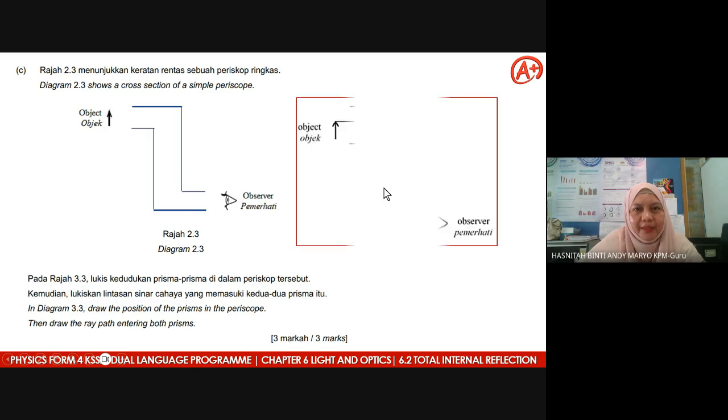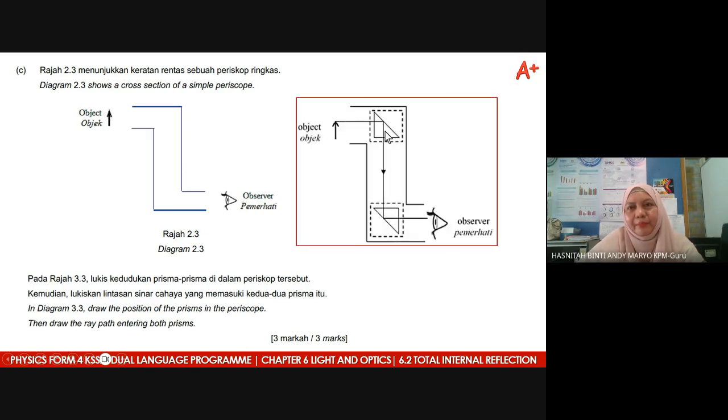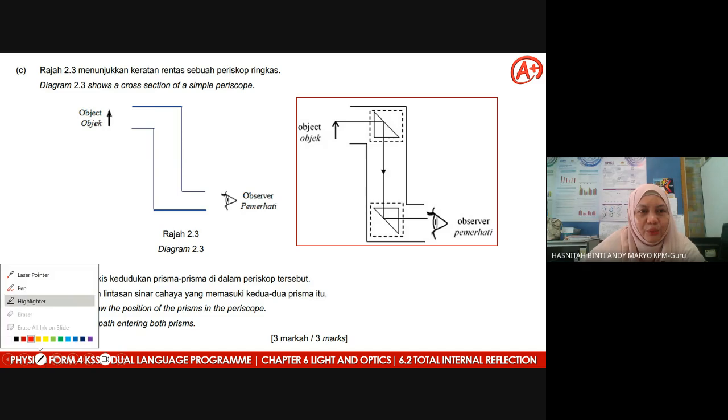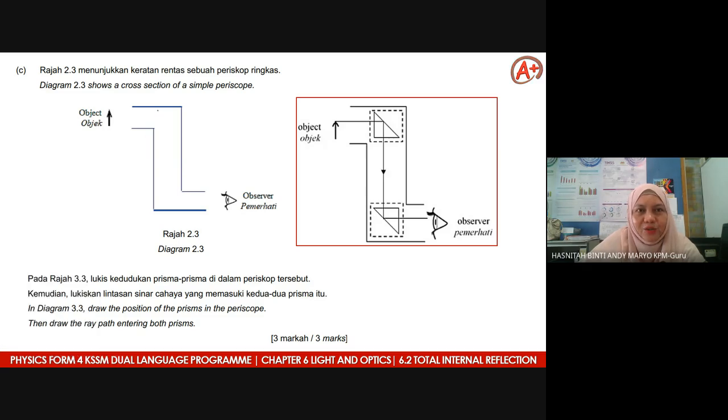So how to draw the prism? We put the prism in this way. Don't place it upside down, it must be placed like this. Sometimes the student will draw in this direction. I have met many students who draw it like this. You draw like this and then this side you draw in this way. If you put it this way, there's no way total internal reflection will occur. So this is the wrong way to place it.